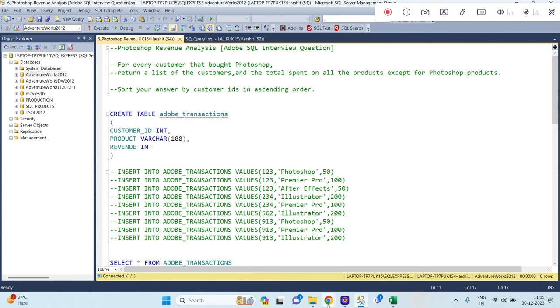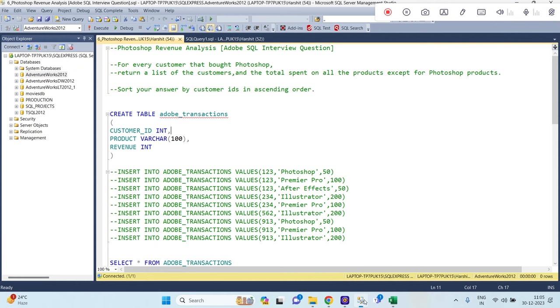Okay, so let's see today's first query, Photoshop revenue analysis. This query has been asked in an Adobe SQL interview question. For every customer that bought Photoshop, so here there is one product which is known as Photoshop, return a list of the customers and the total spent on all the products except for Photoshop products. Sort your answer by customer IDs in ascending order.